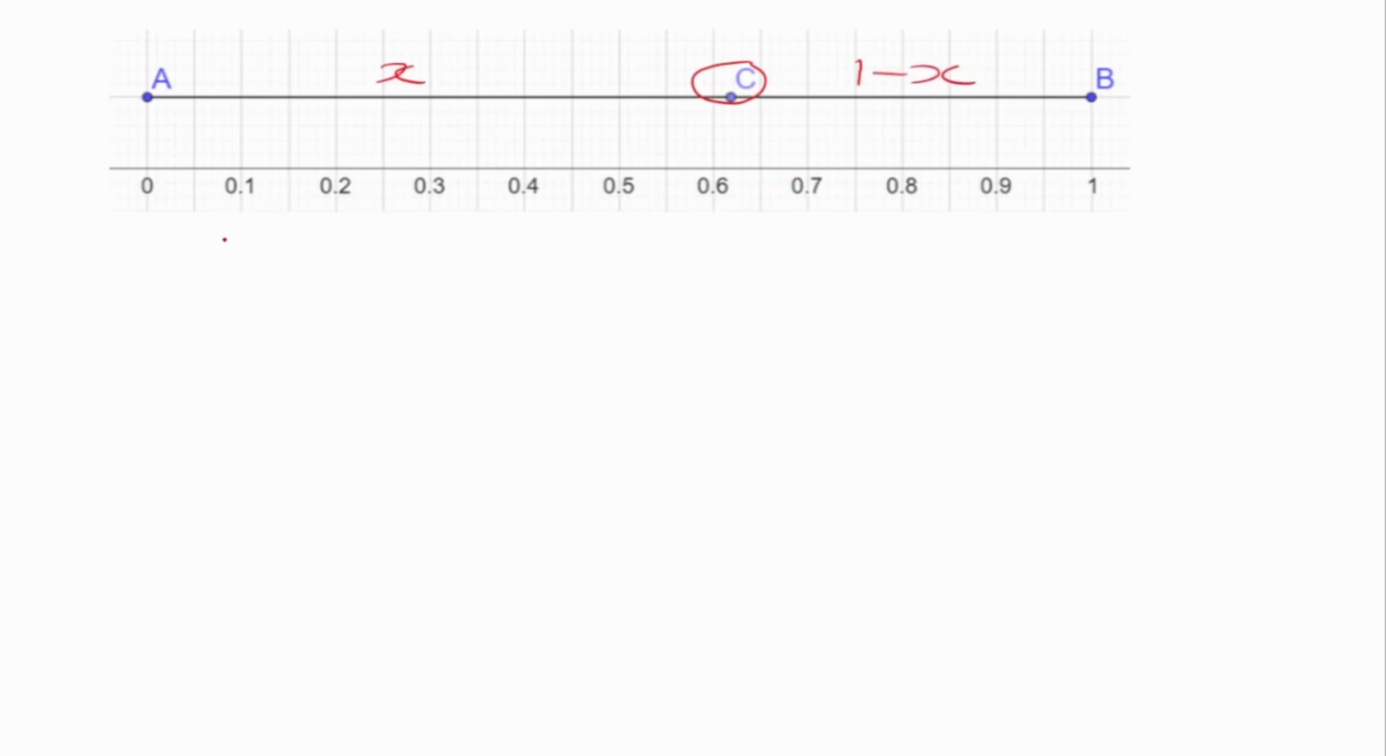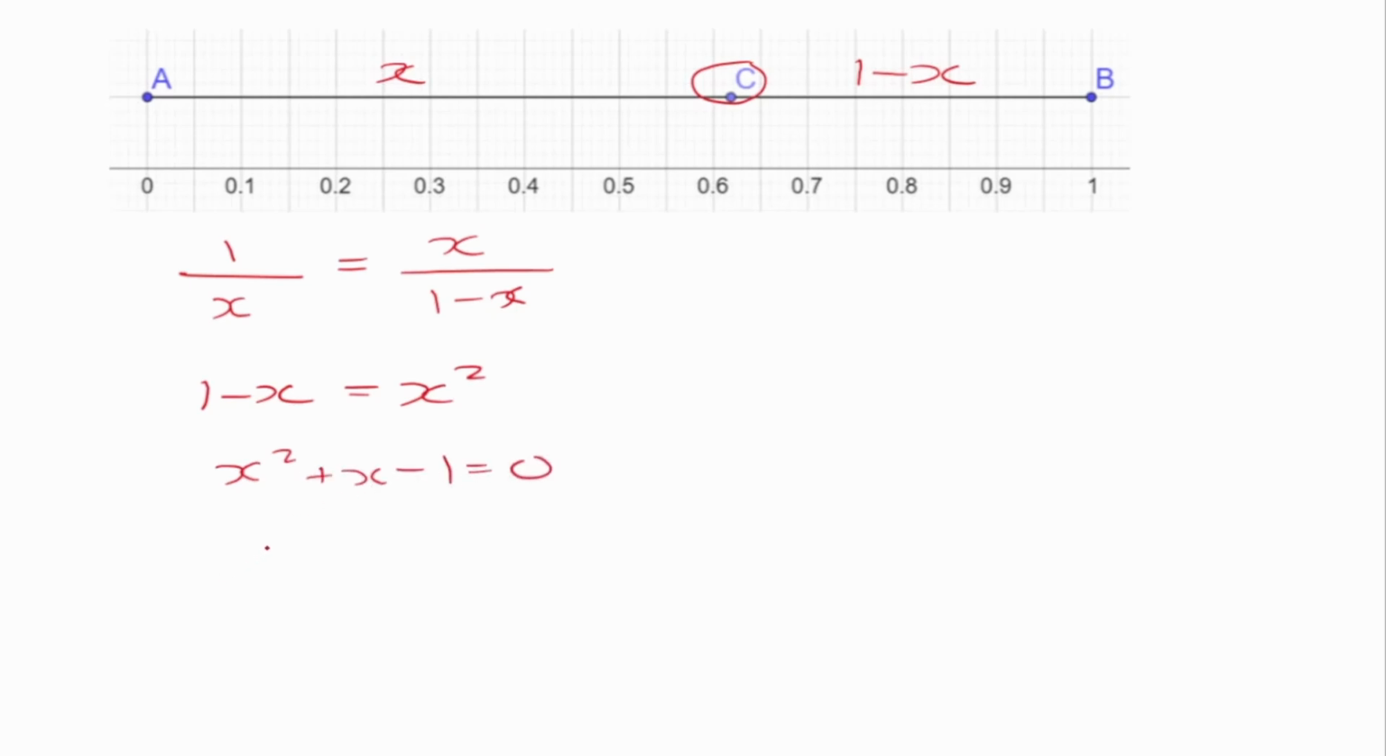Now what I care about is the length of the whole line AB, which is 1, that's why it simplifies things, divided by the longer length, which is X. I want to equate that to the longer length X divided by the short length 1 minus X. And we formed an equation. You might notice that it's a quadratic when I multiply both sides out. So 1 minus X multiplied through on the left, and then multiplied by X on the right, I get 1 minus X equals X squared, or X squared plus X minus 1 equals 0.